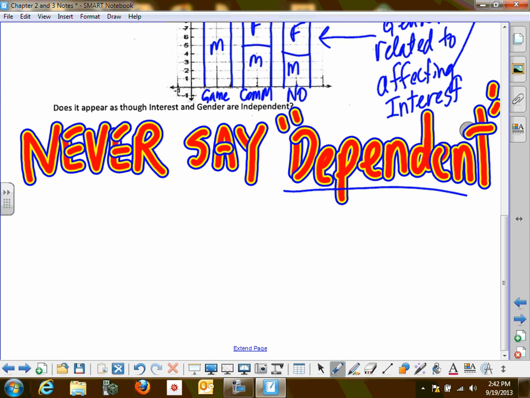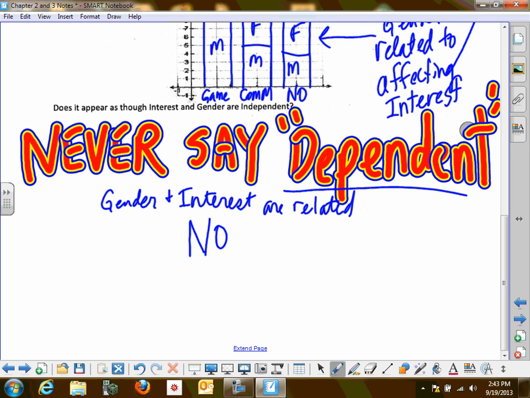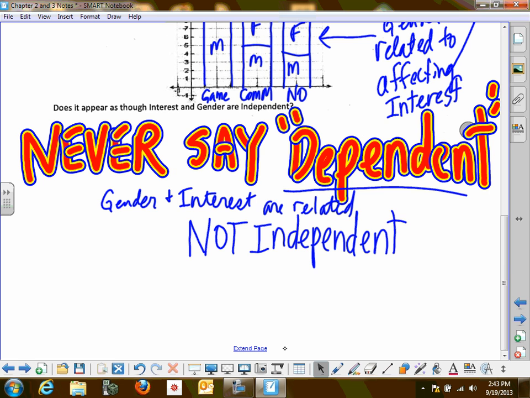Here's what we say instead. Gender and interest, they're related. You could say they are related because something's happening, or you could say not independent of each other. They are not independent of each other because something is happening. One last time. They are not independent because something is happening. They are related. So, that's all for today on the notes, but I want to look at the homework.